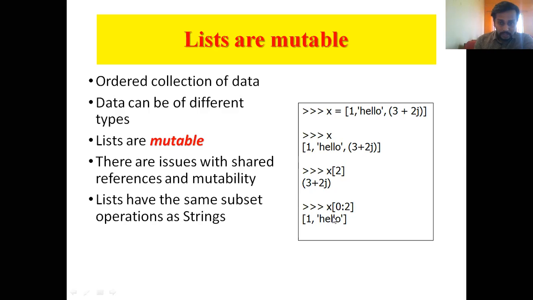If I use x of 0 colon 2, the list elements up to 2 minus 1 are going to be printed. The first 2 list elements are 1 and hello. 3 plus 2j is the third element. Keep in mind that when you use 0 colon 2, it will not print up to the value 2, only up to n minus 1. So 2 minus 1 is 1, and the elements at positions 0 and 1 are printed.